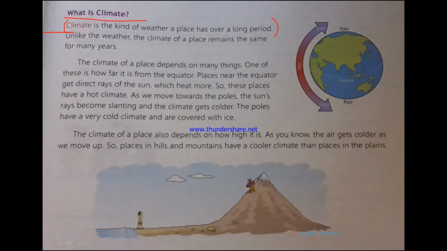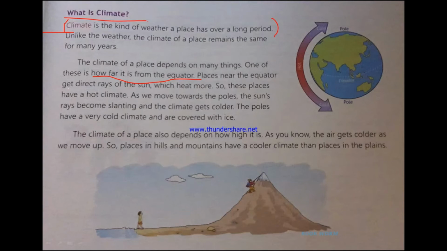The climate of a place depends on many things. Previously we saw that weather depends mainly on 4 factors. Similarly, climate also depends on a few things. What are they? First and foremost, it is how far the place is from the equator. If the place is near the equator, it is hot, and as it moves away from the equator, the place gets colder.